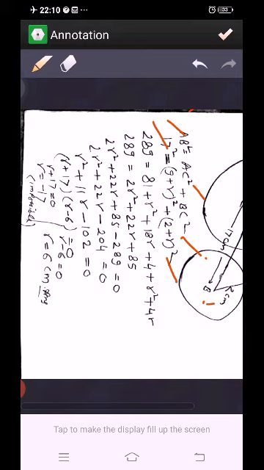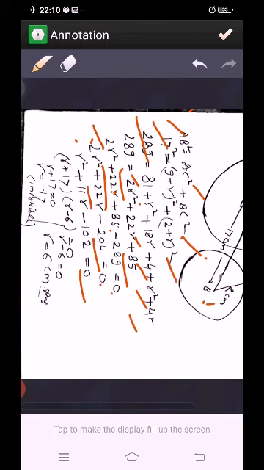17 square, that is 289. Then 81 plus R square plus 18R. Then 4 plus R square plus 4R. So we solve it and we get 2R square plus 22R plus 85. So we are getting the equation 2R square plus 22R plus 85 minus 289, so we get 2R square plus 22R minus 204. It is divisible by 2. Whole equation divided by 2: R square plus 11R minus 102.